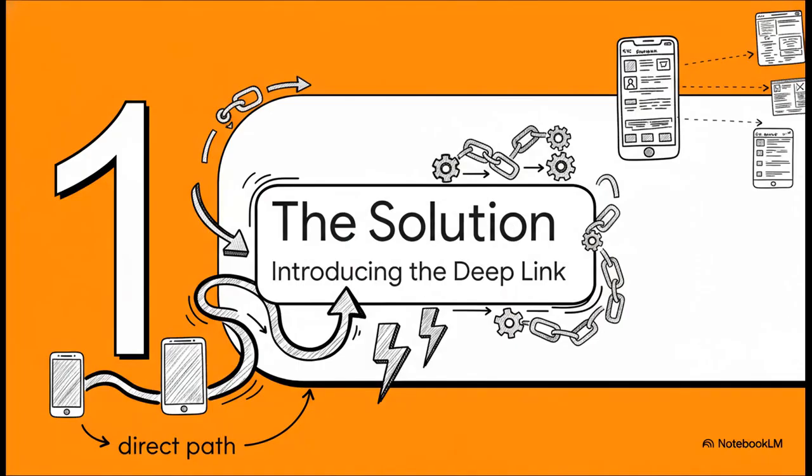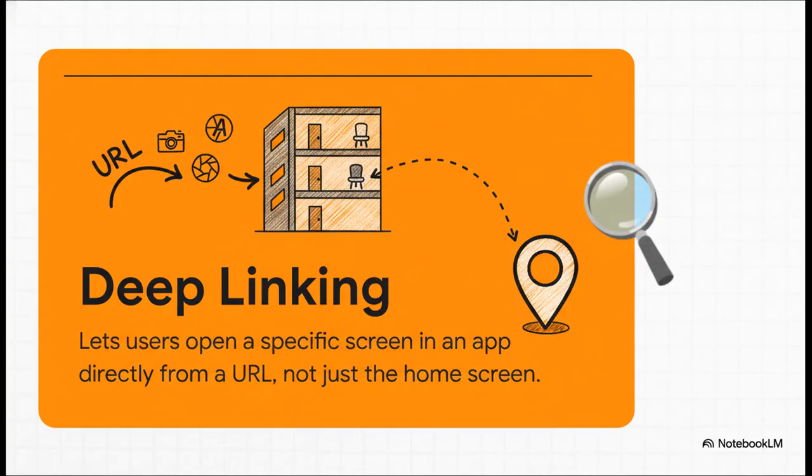So how do we fix this? How do we build that direct path? Well, the solution is actually super elegant, and it's called a deep link. So what exactly is a deep link? The best way to think about it is like a super precise GPS for the inside of your app. You know, a normal link gets you to the front door of the building. A deep link, that takes you straight to the penthouse apartment on the 30th floor. No lobby, no messing around.